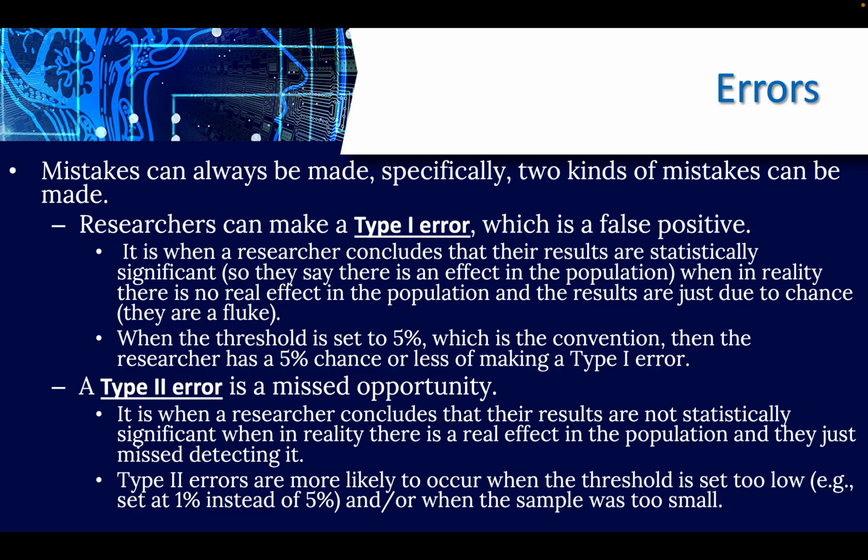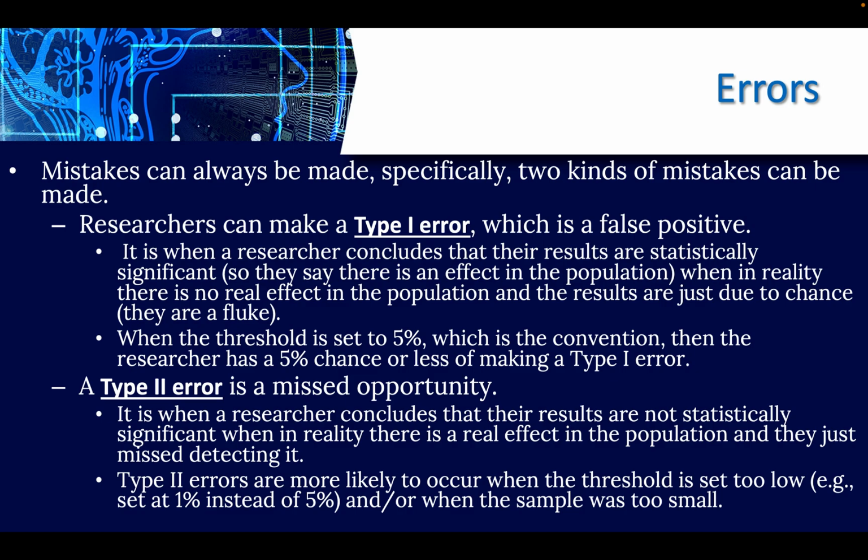Mistakes can always be made. Specifically, two kinds of mistakes can be made. Researchers can make a type 1 error, which is a false positive. It is when a researcher concludes that their results are statistically significant, so they say there is an effect in the population, when in reality there is no effect in the population and the results are just due to chance. They are a fluke. When the threshold is set to 5%, which is the convention, then the researcher has a 5% chance or less of making a type 1 error. Type 2 errors is a missed opportunity.